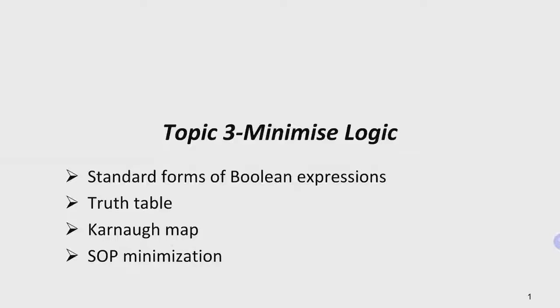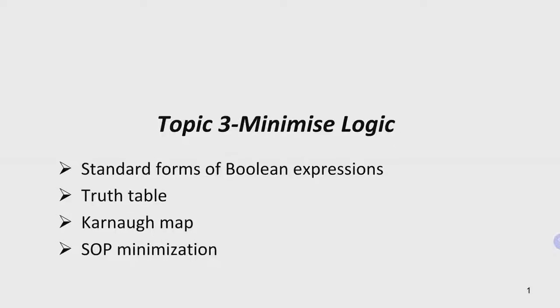Karnaugh map, or in short, this is called K-map. It's the tool for you to minimize Boolean expressions, or in other words, you can minimize logic circuits using K-map. And we're going to spend most of the time today looking at K-map, how we can construct one and how we can minimize logics using K-map.